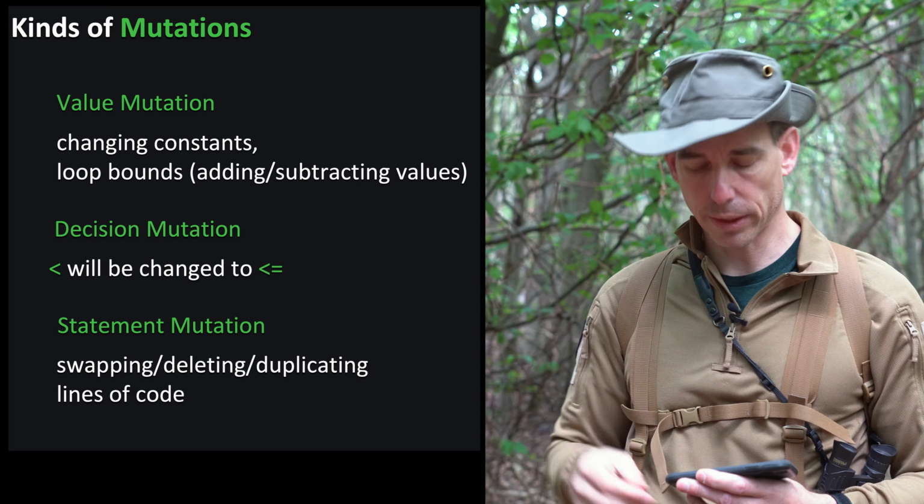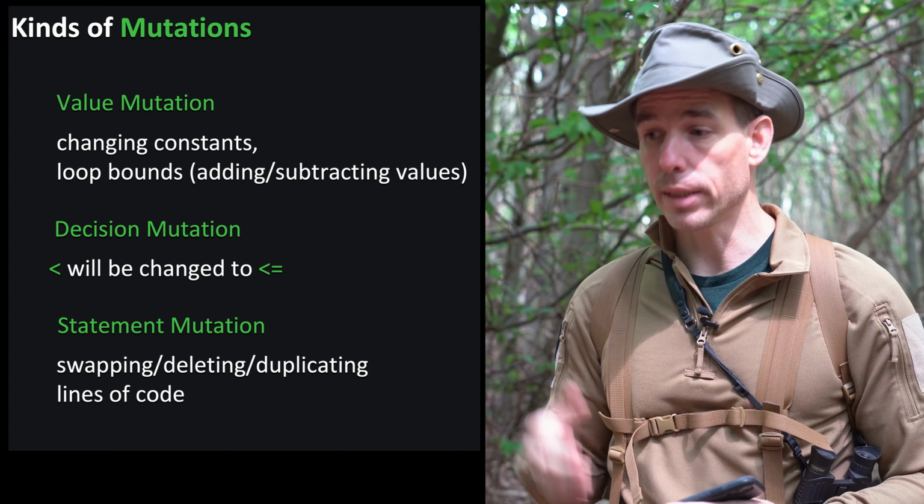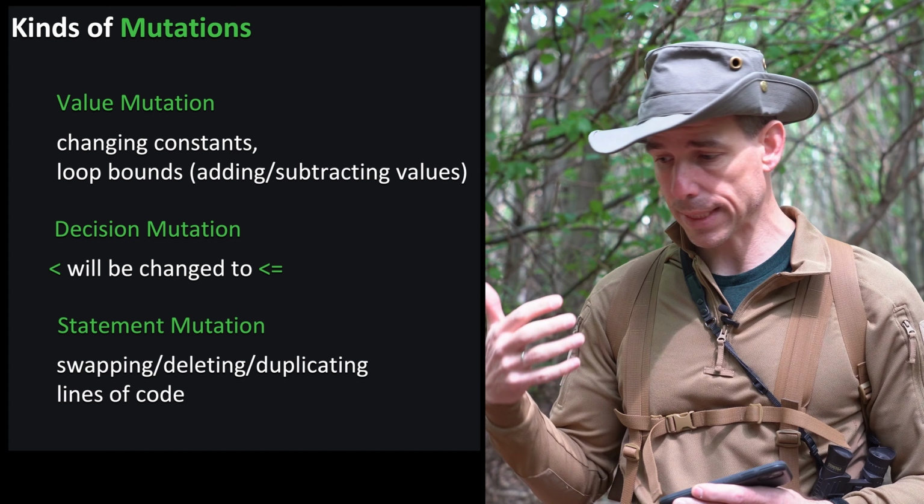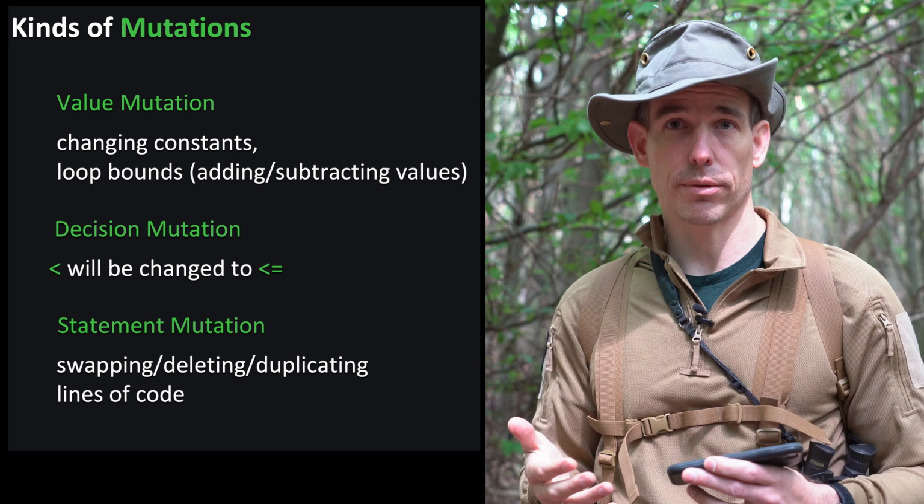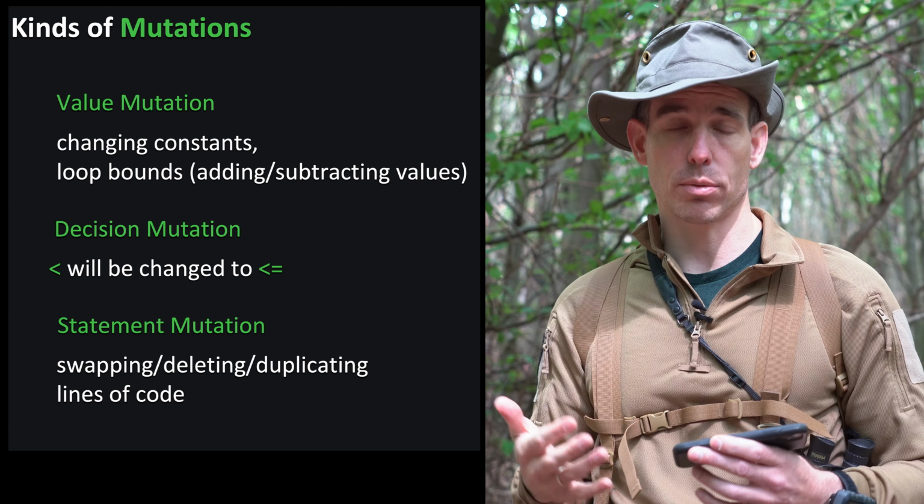The next thing is you can change decisions, smaller to smaller equal. If the test is not failing, then the values are too far away from this border, so you're not detecting the difference between smaller or smaller equal. And then what you can get is deleting lines of code, swapping lines or duplicating lines, all this stuff that will happen during refactoring, bug fixing and all this stuff. So these are the language neutral ones.